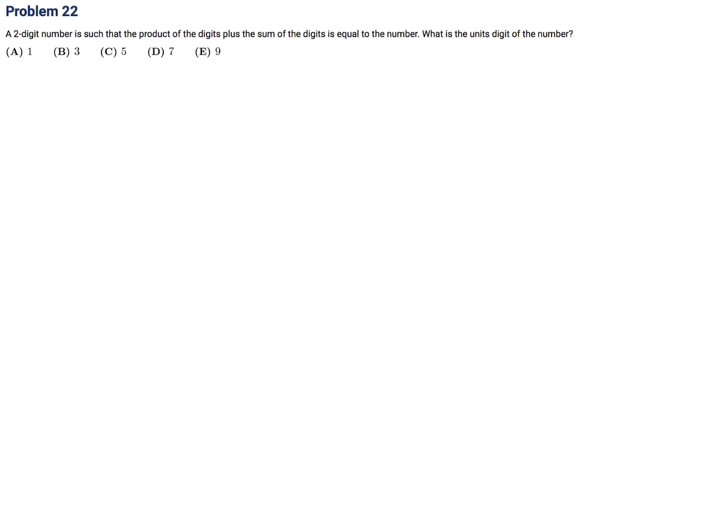A two-digit number is such that the product of the digits plus the sum of the digits is equal to the number. What is the units digit of the number? So we have some number, A, B, it's 2 digits. They're saying that the product of those digits, A times B, plus the sum of the digits, A plus B, is equal to the number. And the number is 10A plus B.